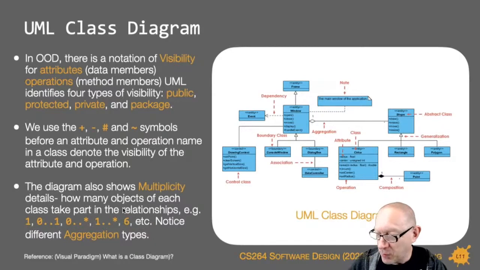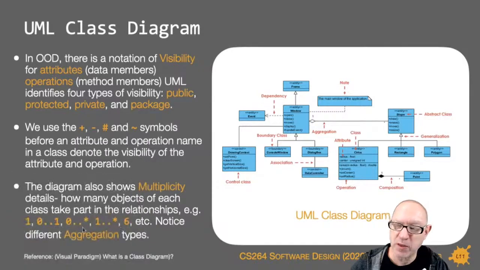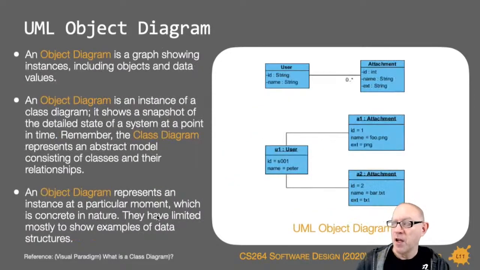Okay. So the diagram, as we said, also shows the multiplicity details, how the objects can take part in the relationship. So we can see the star here, and we can see the star here. Okay, but we have lots of them. We can have 1 to 0, 0 to 1, 0 to star, 0 to many, 1 to many, 6, whatever. It just doesn't matter. There's all types of different aggregation types here. Okay. So that's class diagrams. I mean, there's lots more we could say. I could spend all my time talking about these, but I haven't done.